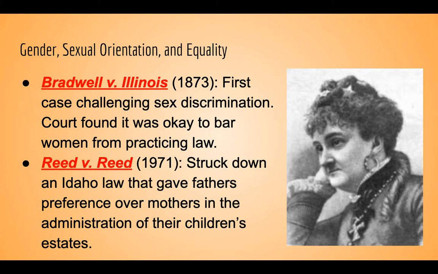Reed versus Reed in 1971 struck down an Idaho law that gave fathers preference over mothers in administration of their children's estates. So when one parent dies, they've got their will, they have what's called an estate. It's all their worldly belongings, and it usually gets divvied up among their children. So if you're a child and you've got no other living relatives, your parents get to decide what happens with your estate. Reed versus Reed said that you couldn't leave it up to just the dads, that the mothers had to have an opportunity to be the one to administer your estate.